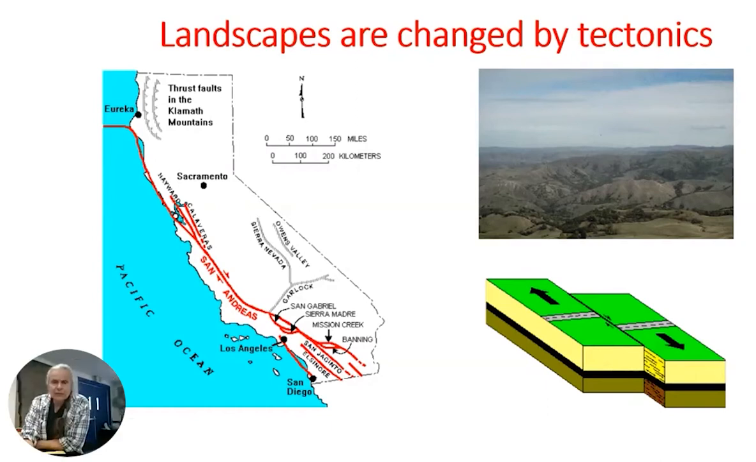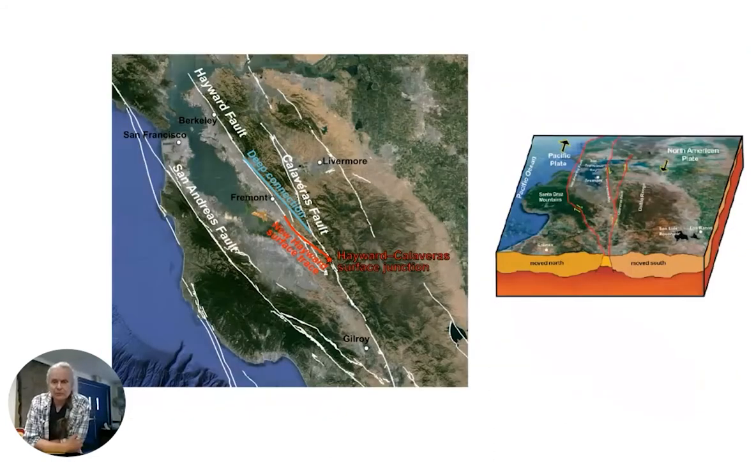And all of a sudden you start noticing that there's parallel mountains and valleys. We're going to learn why that occurs, but that is evidence of movement. Now, we are in, you can see Fremont over in the South Bay. This is the San Francisco Bay. San Andreas Fault is west of us, and this is the Hayward Fault.